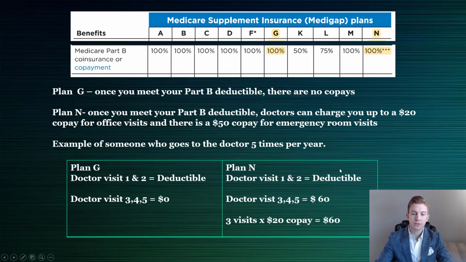But then doctor visit 3, 4, and 5, let's say worst case scenario, they all charge you a $20 copay, which is the most that they can charge. You'd have $60 worth of copays for those visits. 3 visits times a $20 copay. That's how we're getting that $60 number there. Again, $20 is the most the doctor can charge you. So this is a worst case scenario. Some doctors don't even charge the copay. Some doctors charge less. This is worst case scenario.